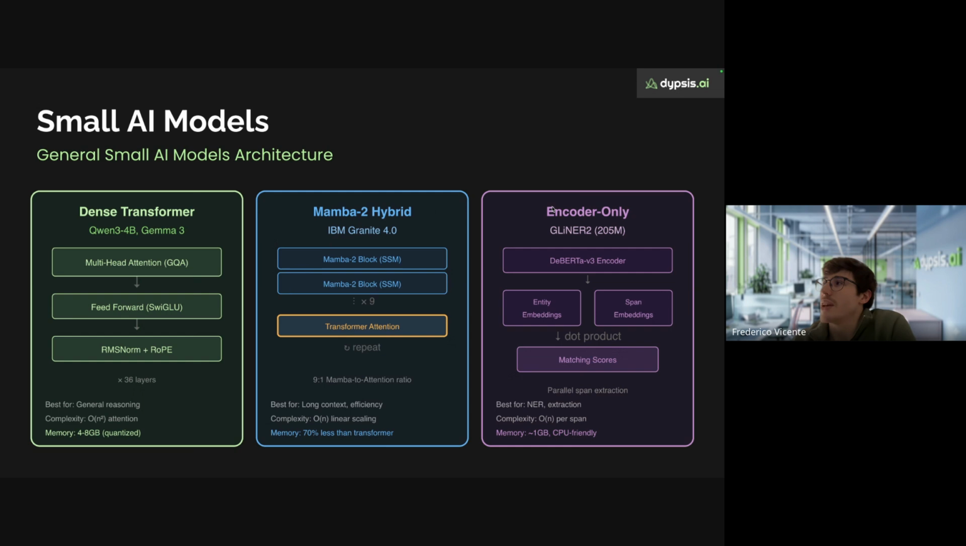And then we have this more classical NLP approach, let's say, which only uses encoder models. This makes the models quite a bit smaller. For example, this GLiNER 2 architecture only uses 200 million parameters, and so it can run on more, let's say, small hardware. These normally are used for more classification tasks or extraction tasks.